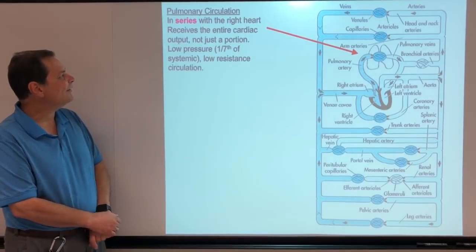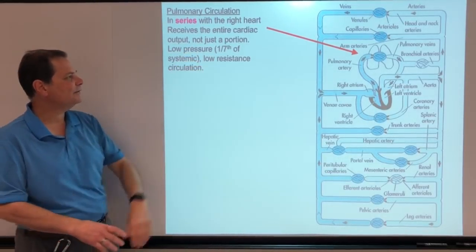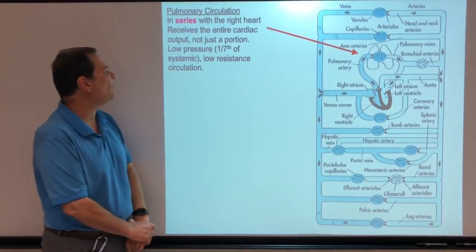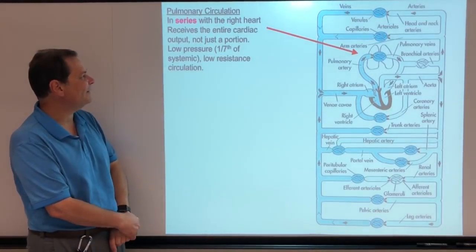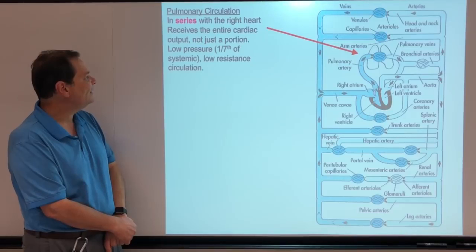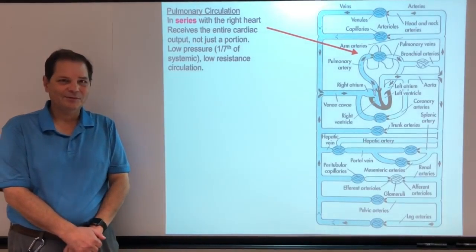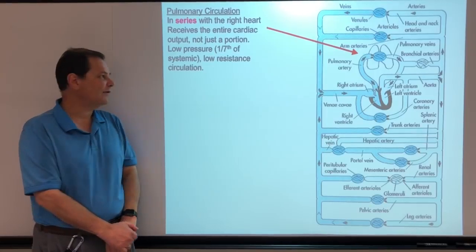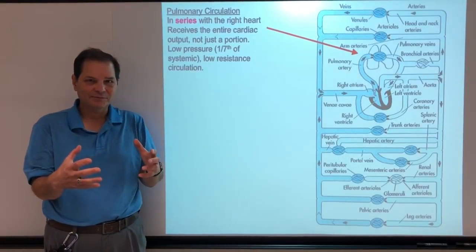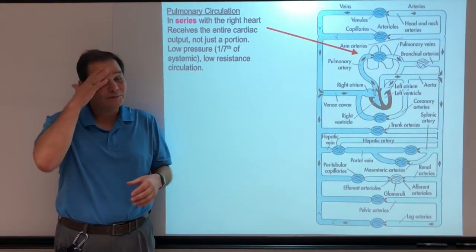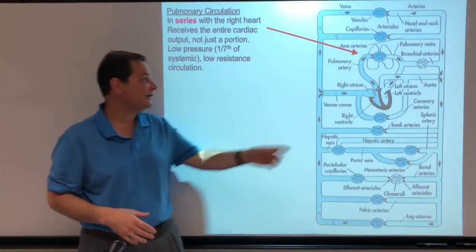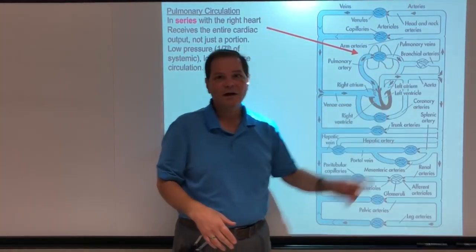However, you will note that the pressures are lower in the pulmonary system. They're about 1/7 of the systemic pressures, okay? That should make some sense to you. First of all, that's because the vessels are really compliant. Second of all, you don't really want high pressure in the capillaries in your lungs.